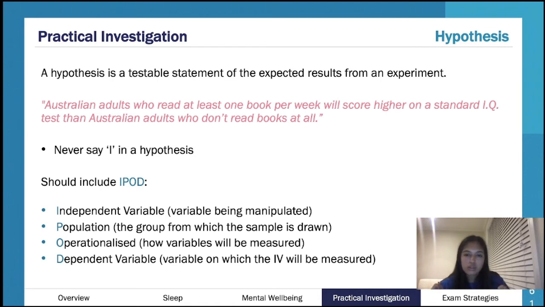Operationalizing something, to be fair, this hypothesis is kind of operationalized. It just means being specific. So rather than "Australian adults who read more will be smarter than Australian adults who don't read," which isn't really operationalized because it doesn't tell you exactly how you're measuring the IV and the DV. Saying "at least one book per week will score higher on a standard IQ test" tells you how you're going to measure things, basically.